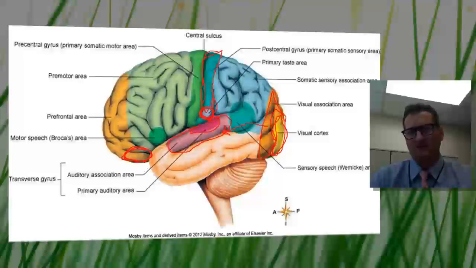Then of course we have other areas that we talked about. Sensory speech area is Wernicke's area here. We have the motor speech area, which is Broca's area here. And the primary motor cortex, or the precentral gyrus, is here. It's important to be able to know where these different areas are and what their basic functions are.